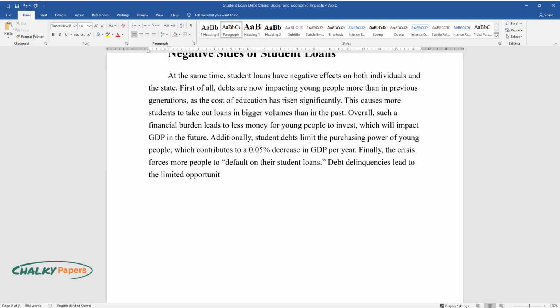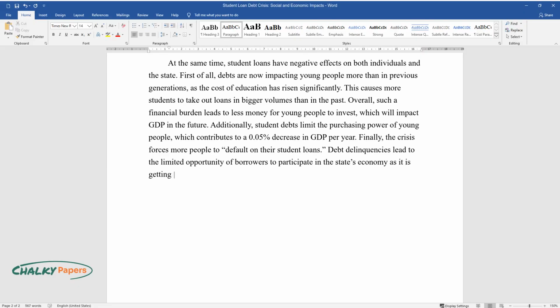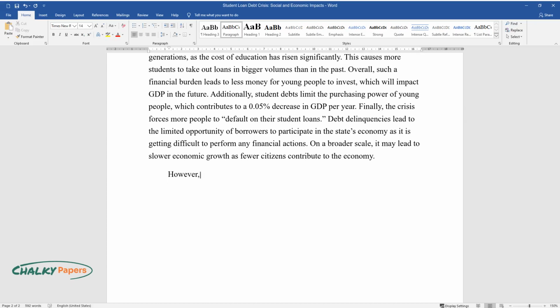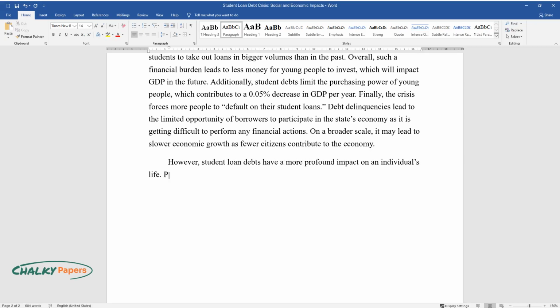Debt delinquencies limit the opportunity of borrowers to participate in the state's economy, as it is getting difficult to perform any financial actions. On a broader scale, it may lead to slower economic growth as fewer citizens contribute to the economy. However, student loan debts have a more profound impact on an individual's life.